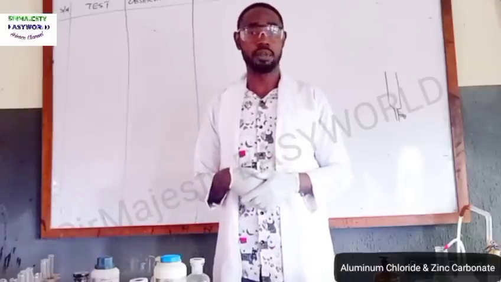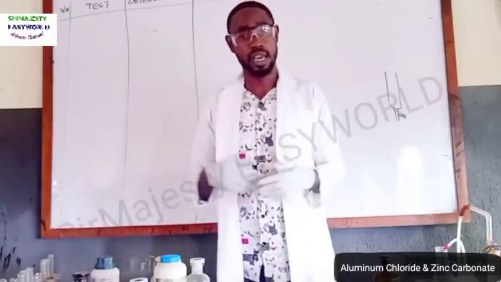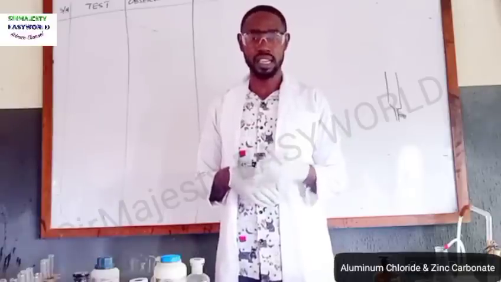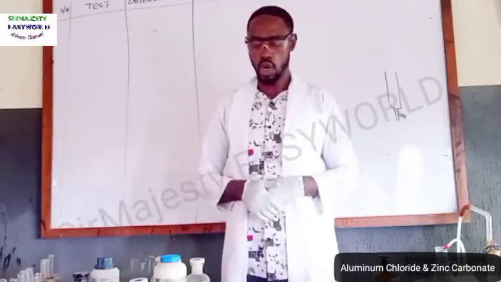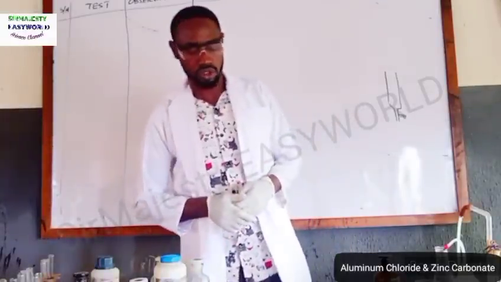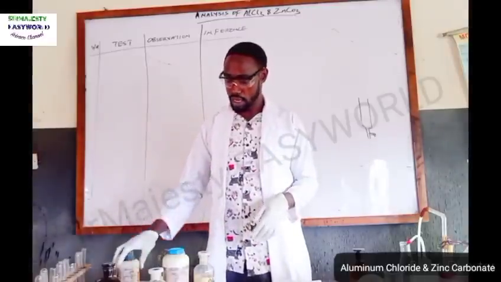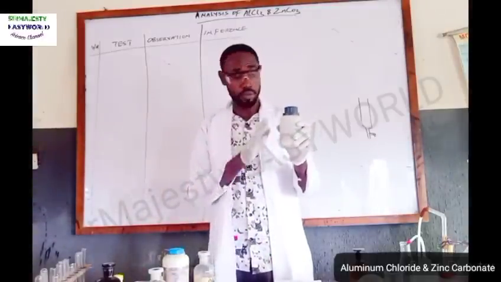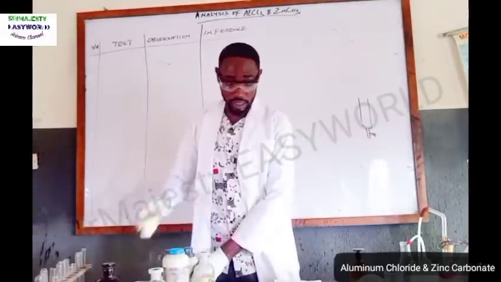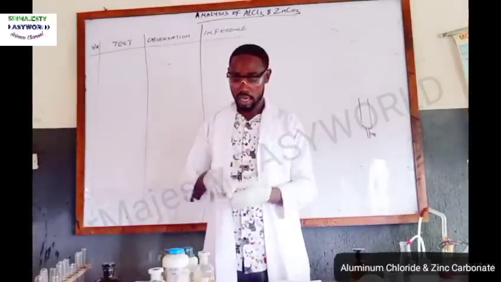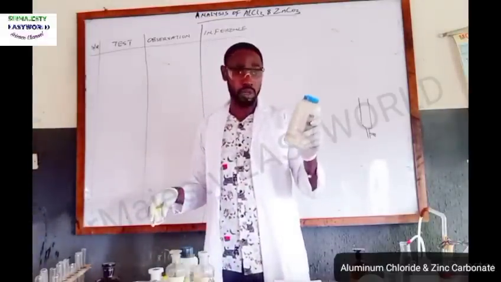So according to Lewis, aluminium chloride is nothing but an acid, and that is why it also attacks the zinc carbonate to liberate carbon 4 oxide. So now that is the introduction. What we have here is the aluminium chloride. I have collected a small sample I'm using for the analysis here. And over here is actually my zinc carbonate.